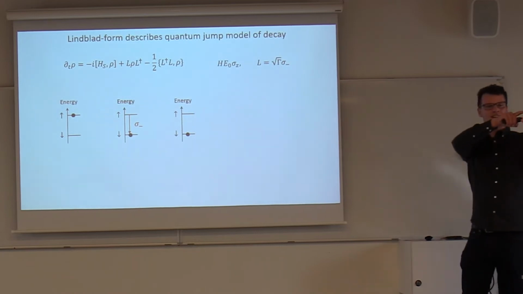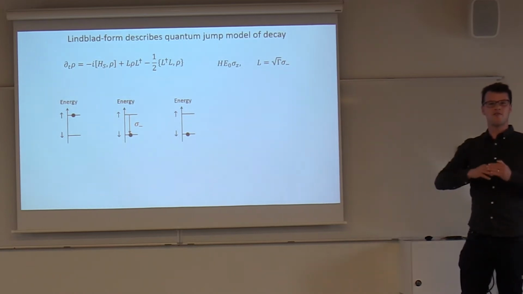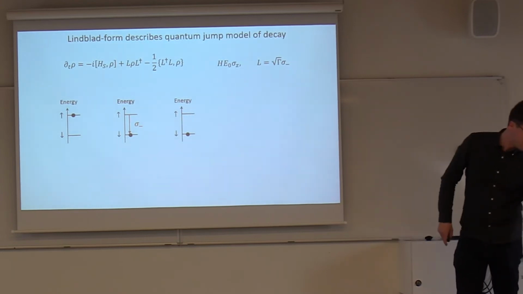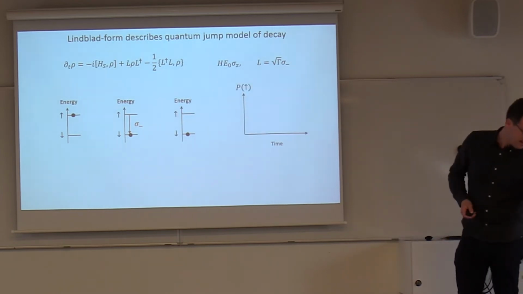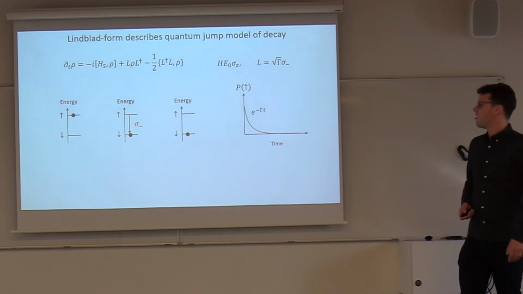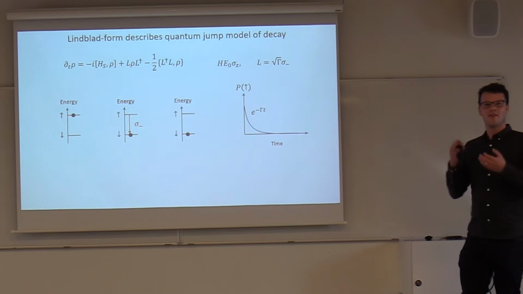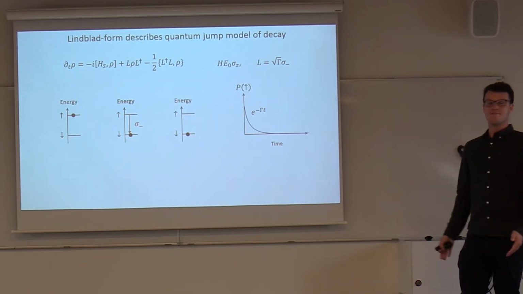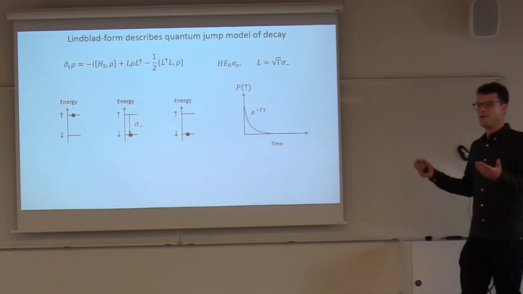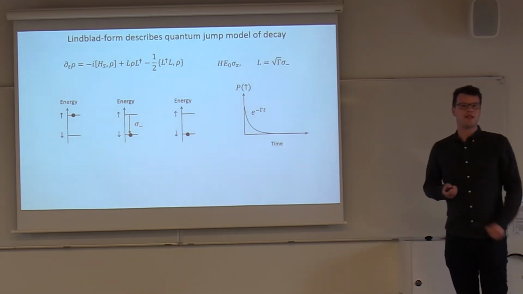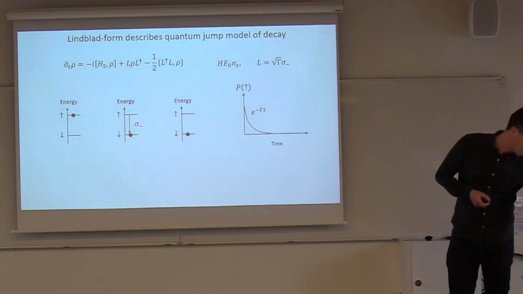So for a given realization, the trajectory would be discontinuous, but if you average over all trajectories, you can very easily see that this should follow an exponential decay law. So this is, you can say, a formulation of this very simple picture of radioactivity you maybe learn about in high school. It can be formulated in terms of these jump operators.